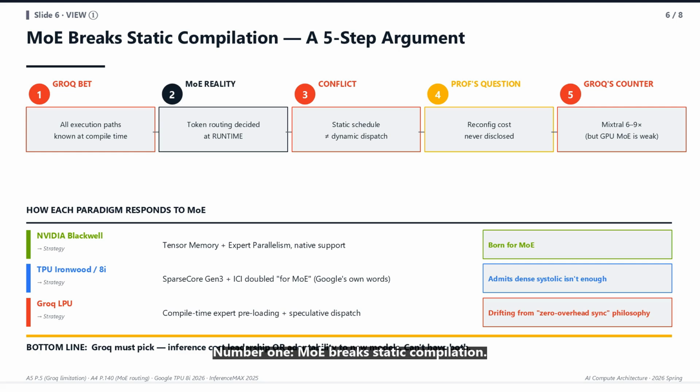MoE breaks static compilation. A 5-step argument. Step 1. Groq assumes all execution paths are known at compile time. Step 2. But MoE token routing is decided at runtime. Step 3. These two are fundamentally in conflict.